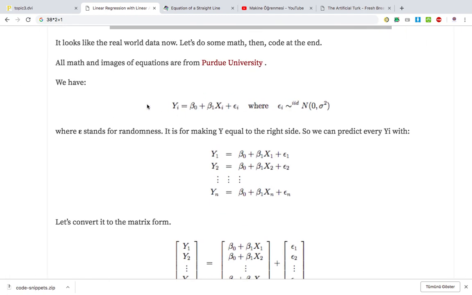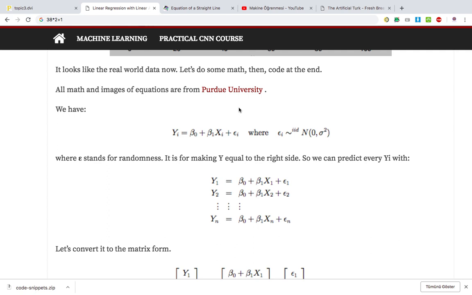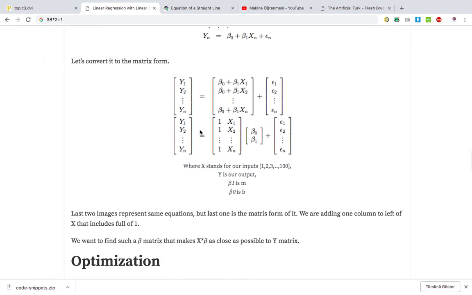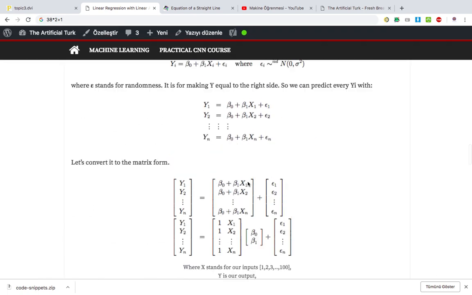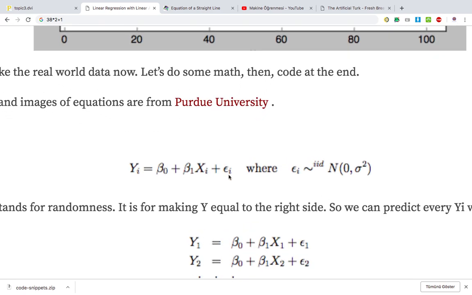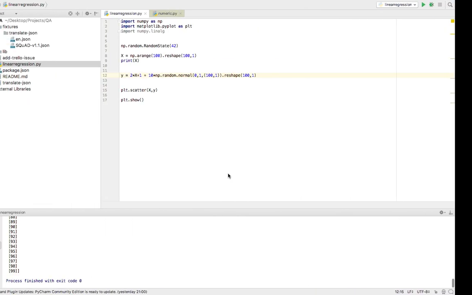So now let's go to the math part of it. The y is our output, and our input is b1x plus b0 plus epsilon. You may ask what these symbols are. b1 is our m, so it is changed like that. b0 is our b, the intercept, and we also have an epsilon parameter here. What does this stand for? Let's explain it here.